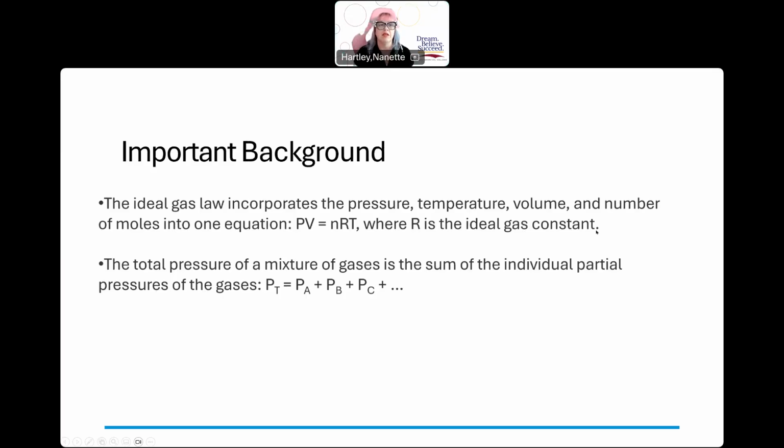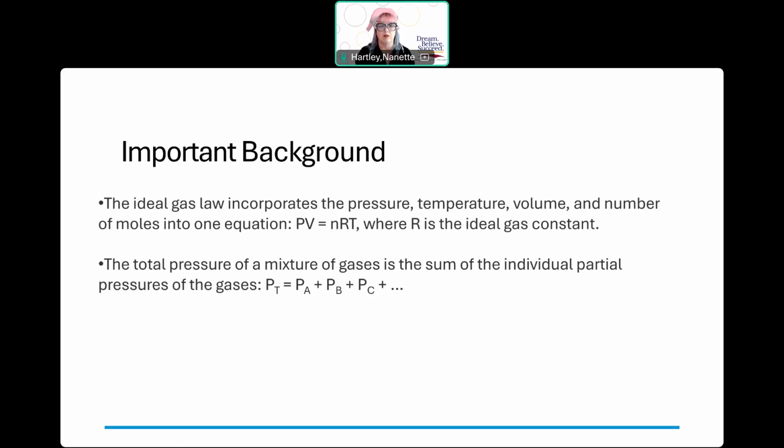All right. The ideal gas law incorporates the pressure, temperature, volume, and number of moles into one equation. PV equals nRT. So pressure, volume, the number of moles, and temperature, T, where R is the ideal gas constant. Now, again, pressure has to be in atmospheres, volume in liters, n number of moles, and T in Kelvin.